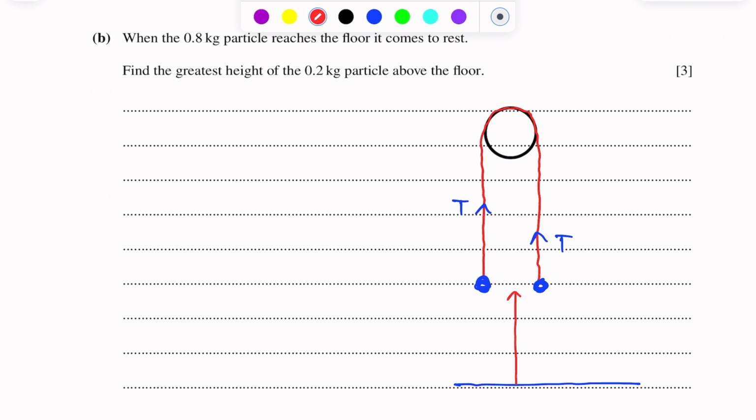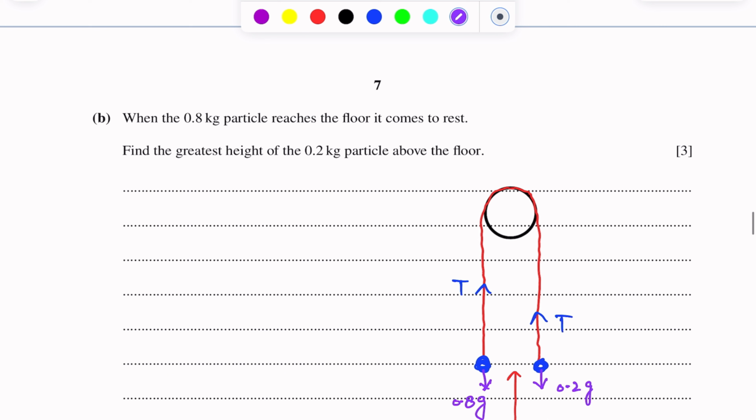The distance of the particles from the floor is 0.5 meter. Weight of this particle 0.8 kg. Weight of this particle is 0.2 kg.